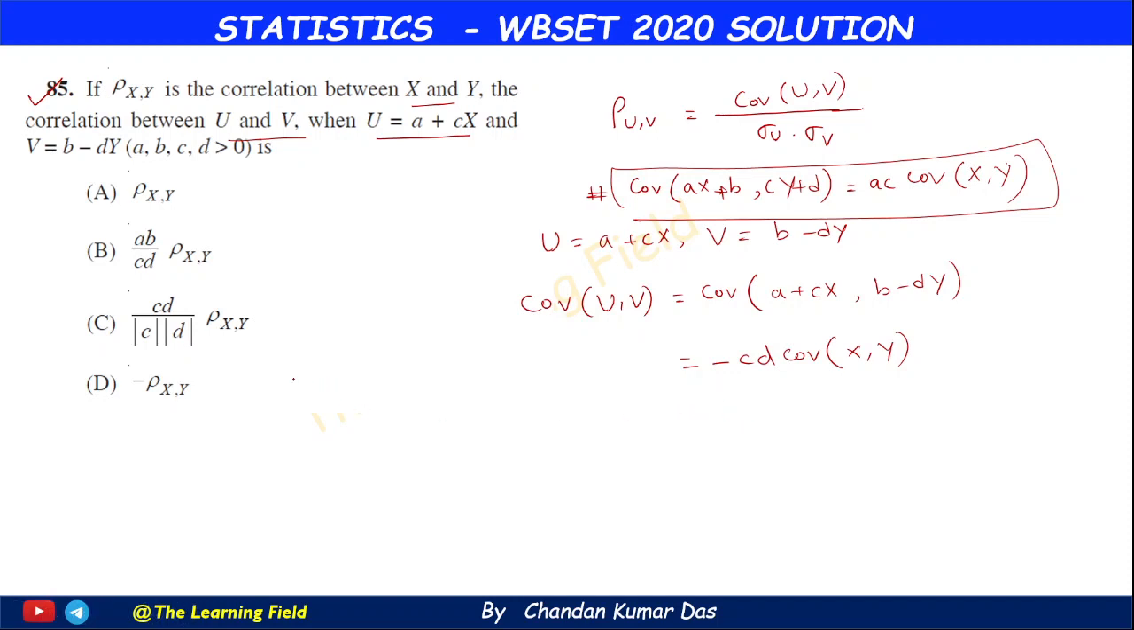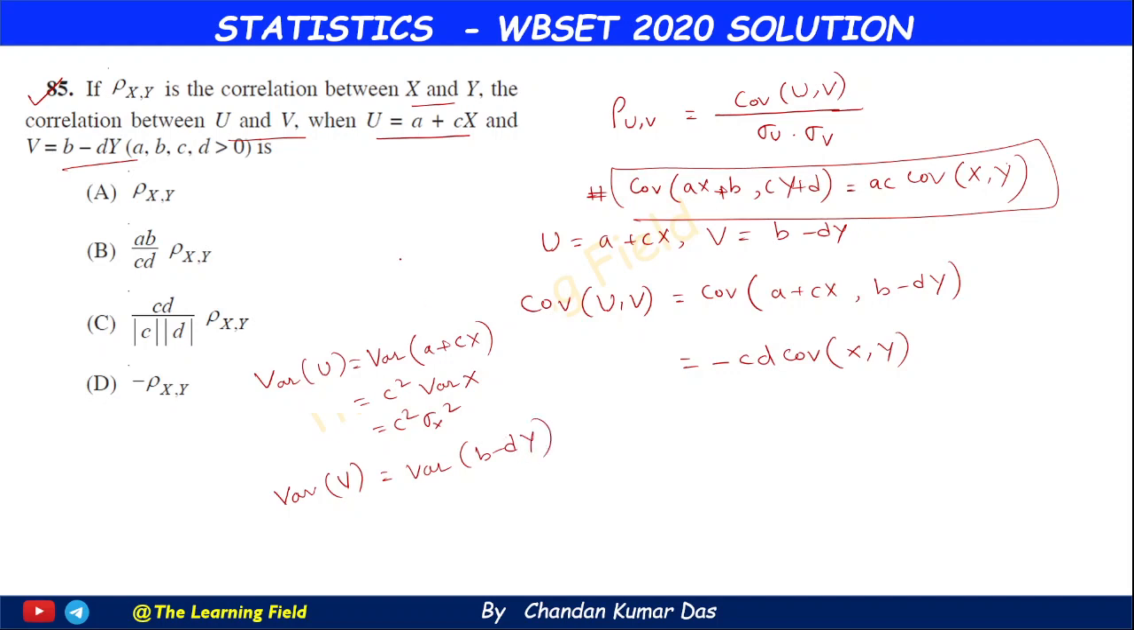Now we find sigma u. The square root of the variance is the standard deviation, so the variance of u is the variance of a plus cx, and we all know that this is equal to c square variance of x. So this is c square sigma x square, where sigma x is the standard deviation. Similarly, the variance of v is the variance of b minus dy.